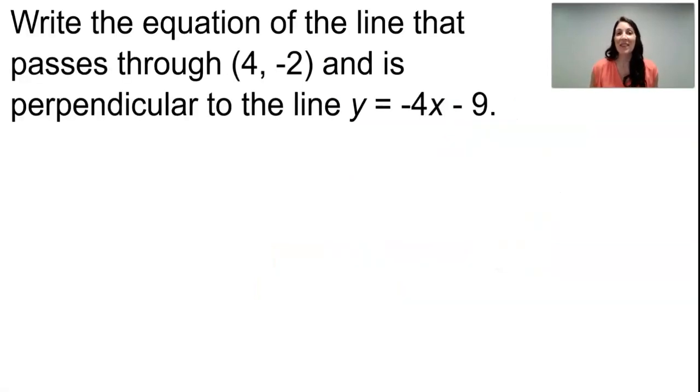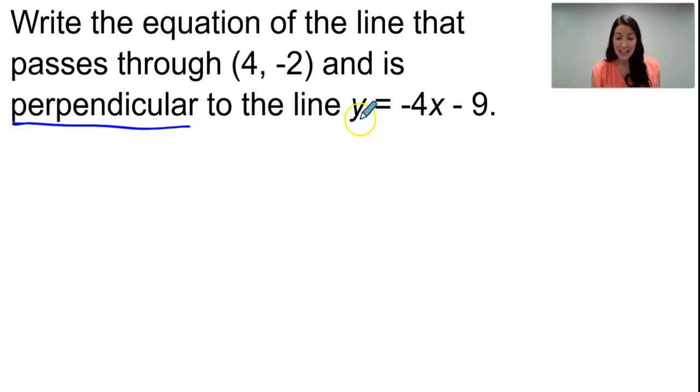Let's take a look at another example. This one says to write the equation of the line that passes through the point (4, -2) and is perpendicular to the line y equals -4x minus 9. We want to write the equation of a line that's perpendicular.